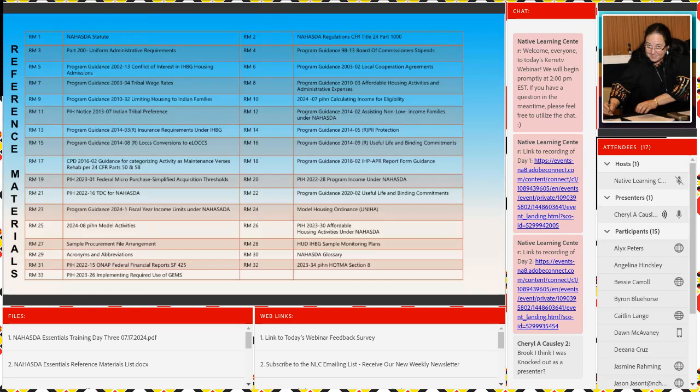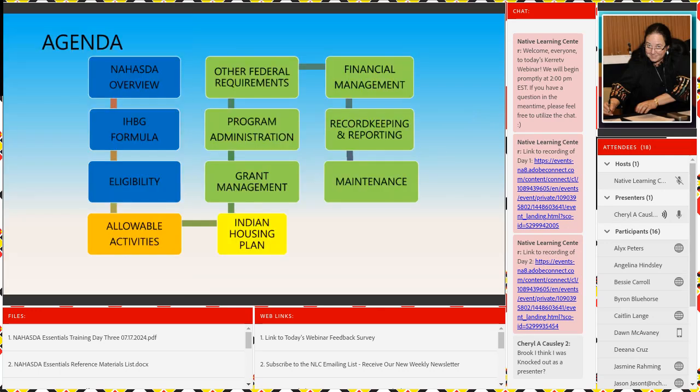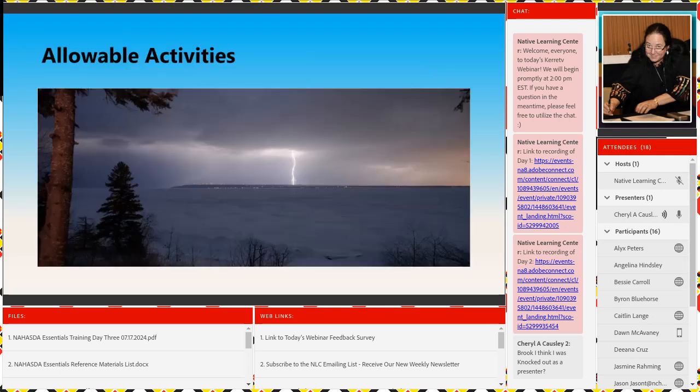So we'll go till 3:30 today. Remember, grab these reference materials. They're very, very helpful. As we go through the subject material, you'll see why they're there. Our objectives are to walk you through the grants process, formula reporting, and key issues in implementing the Indian Housing Block Grant, answer some of your questions, and provide a basic summary of some of the program rules and key elements. We're going to talk today about allowable activities and some of the Indian Housing Plan and APR. As you can see throughout the week, we cover the gamut of things. So I hope you all learned something.